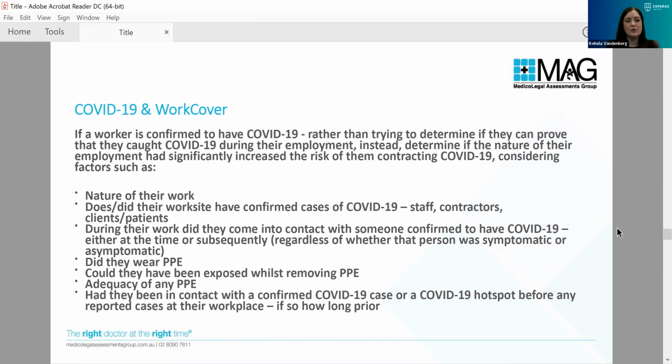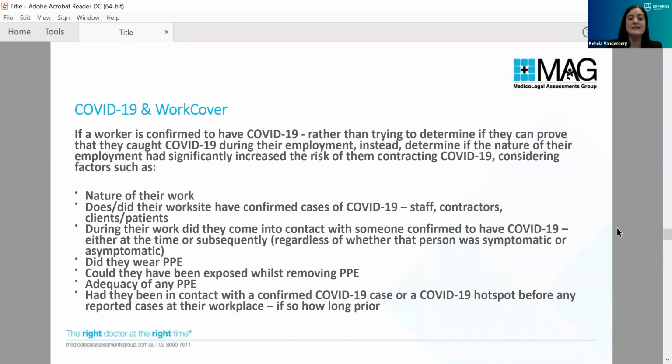And then there are other situations where you could have caught it at work, or you maybe just caught it on the train, or walking to the shops. So we've got to take into account what the nature of their work is. For example, if they work in hospitals, in the COVID ward, well, that's pretty obvious. That would simply increase their risk. Did the WorkSafe site have any confirmed cases? It doesn't necessarily have to be staff. It could have been a contractor or a third party. It could have been a client or a patient, if that's in a hospital setting. During their work, did they come into contact with anyone who's confirmed to have COVID? That person may have been symptomatic or asymptomatic, and they may have tested positive before or at the same time as that worker.